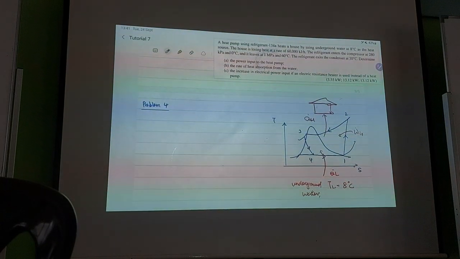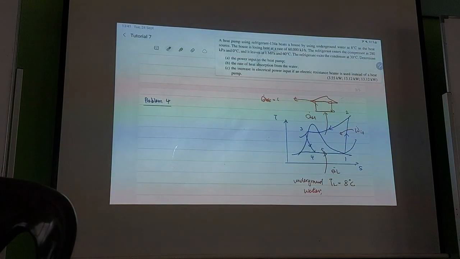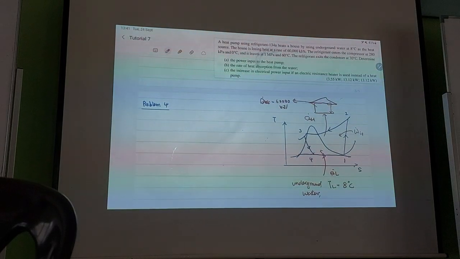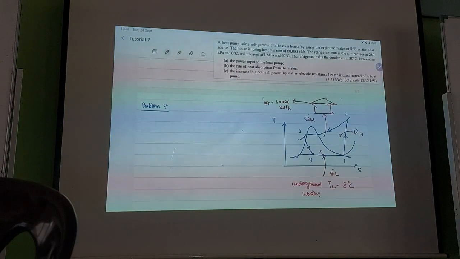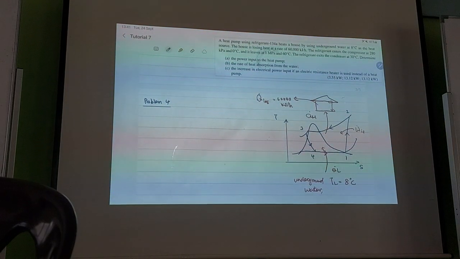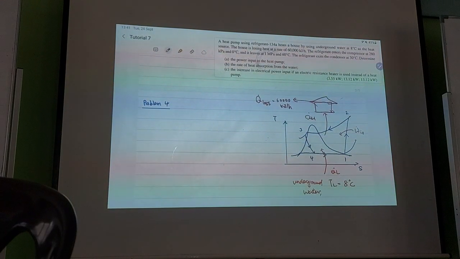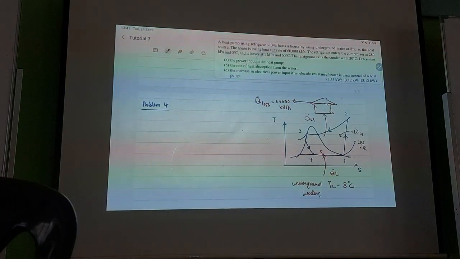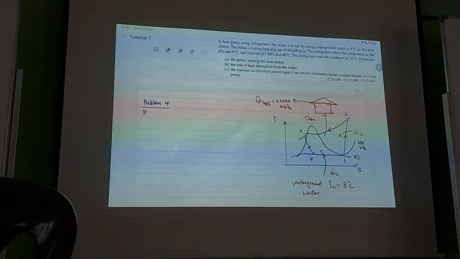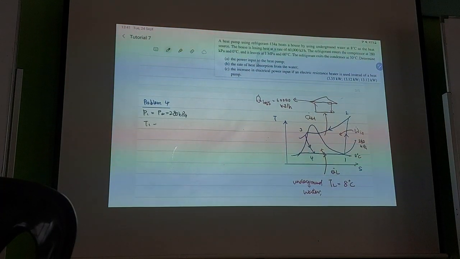So you are told that this house is losing heat, so Q loss, let's call it, 60,000 kilojoule per hour. Okay, so what else do we know here? The refrigerant enters the compressor at 280 kilopascal. So this is 280 kilopascal, and T1 is 0 degrees Celsius. I just write it up. So P1 is 280 kilopascal, T1 is 0 degrees Celsius.